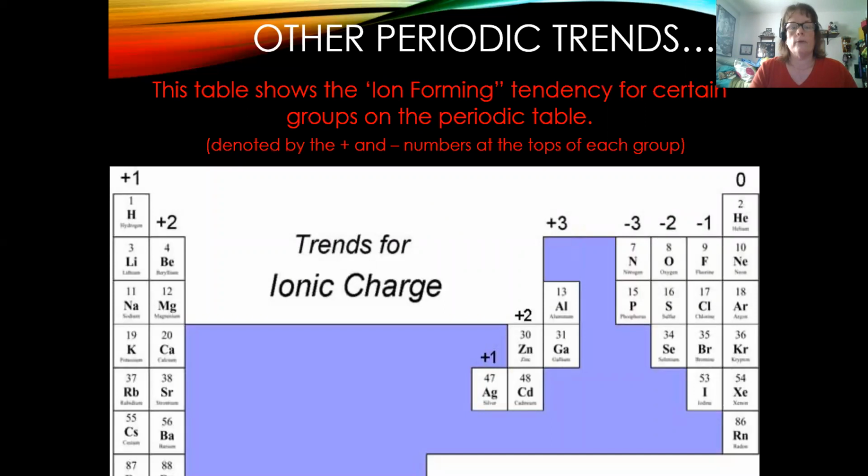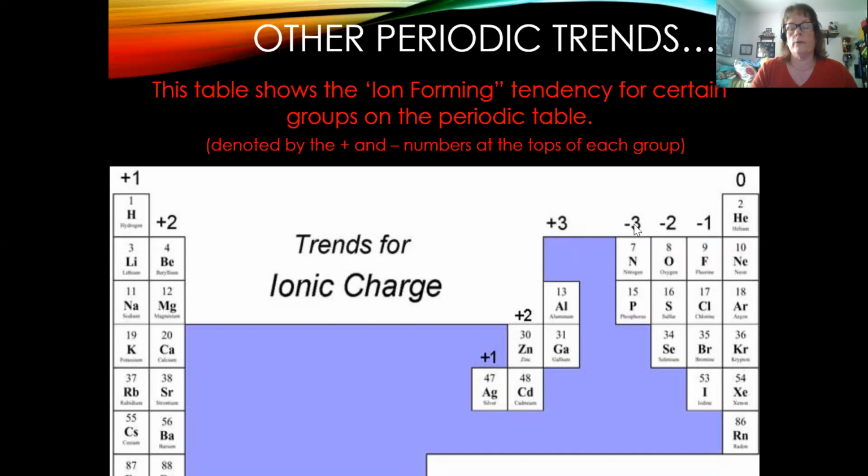So here's a periodic table just to show you the ion forming tendencies, okay, of certain groups denoted by the plus and minus numbers across the top. Okay, so +1 here is indicating that group 1, they like to form cations by losing an electron. Group 2 right here is telling you they like to become cations by losing 2 electrons. Over here, the few that are in this group, they like to become cations by losing 3 electrons.